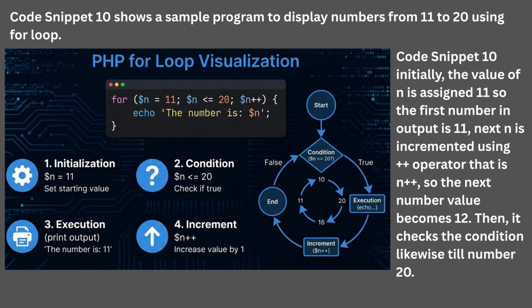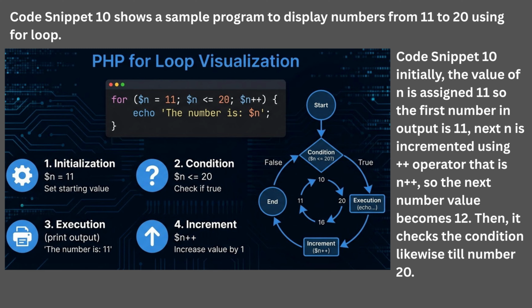The loop then returns to the condition check. Since 12 is still less than or equal to 20, the loop runs again. This cycle continues smoothly through each number: 12, 13, 14, 15, 16, 17, 18, 19, and finally 20. At every step, the pattern stays the same: check condition, print value, increment, repeat. Once $n becomes 21, the condition $n less than or equal to 20 becomes false. When this happens, the loop stops immediately and the program exits the for loop.